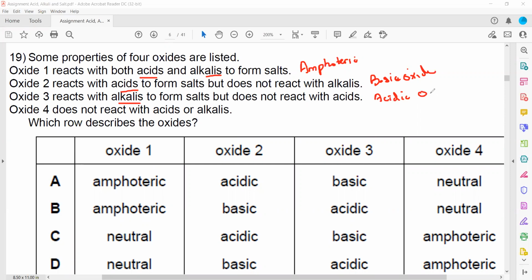Oxide 3 reacts with alkalis. So if it reacts with alkali, what kind of oxide is this? Acidic. Because an acidic oxide can react with alkali, but it doesn't react with acid. The oxide which neither reacts with acid nor reacts with alkali, we call neutral. So oxide 1 is amphoteric, oxide 2 is basic, oxide 3 is acidic, and oxide 4 is neutral. That is why B is the right option. Is it clear? Question 19.